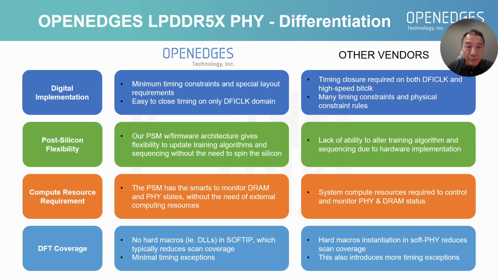And finally, what we all really care about for production is the DFT coverage. Because all our hard IPs are contained together, not instantiated in bits and pieces inside a soft IP, we maximize the scan coverage with very little timing exceptions. Some vendors instantiate hard macros in the soft PHY or soft IP, which can reduce scan coverage and also introduces more timing exceptions.